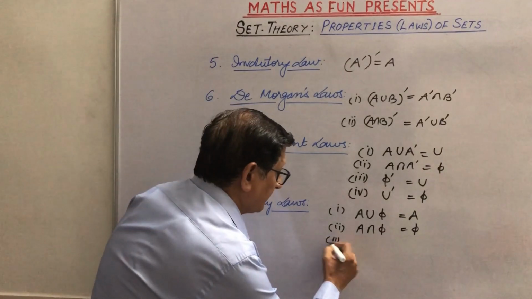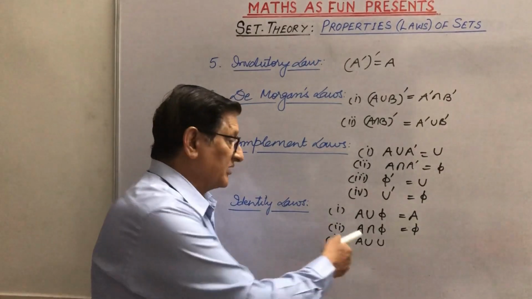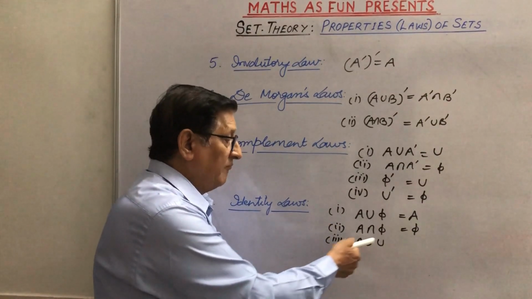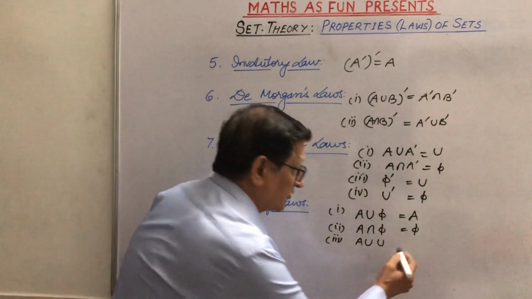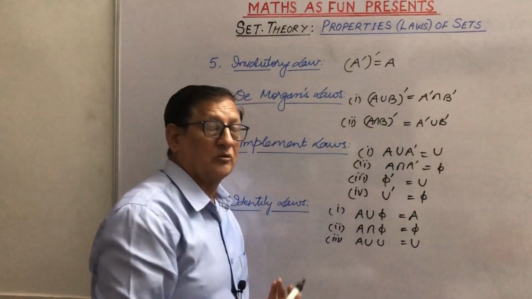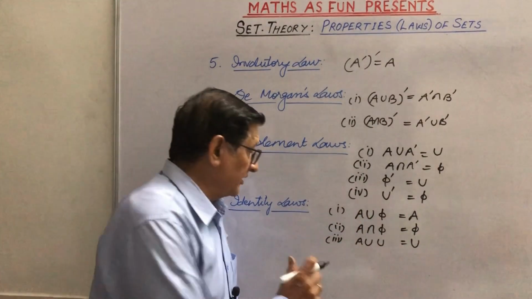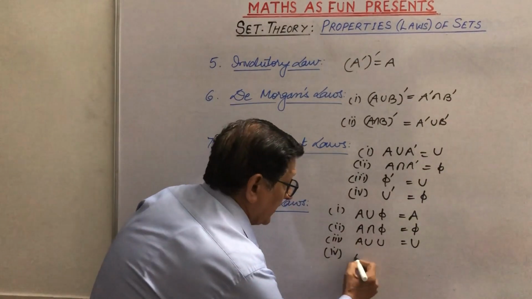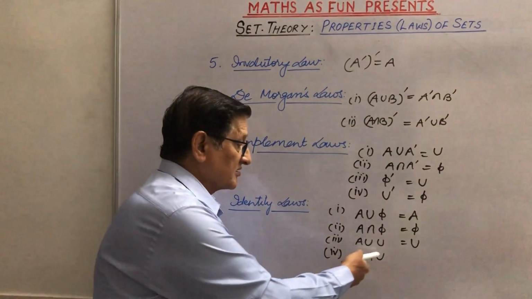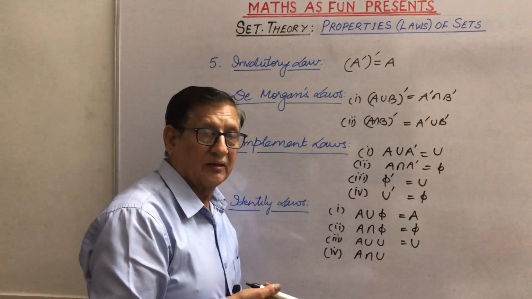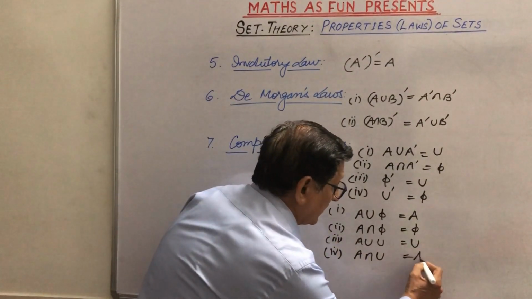Next is A union U. If we make the union of a set A with the universal set, it will be equal to U, that is universal set only, because all the elements of U will be coming in that. And the next is A intersection U. Since A is a subset of the universal set, all the elements of A will be contained in this, so this will be equal to A only.